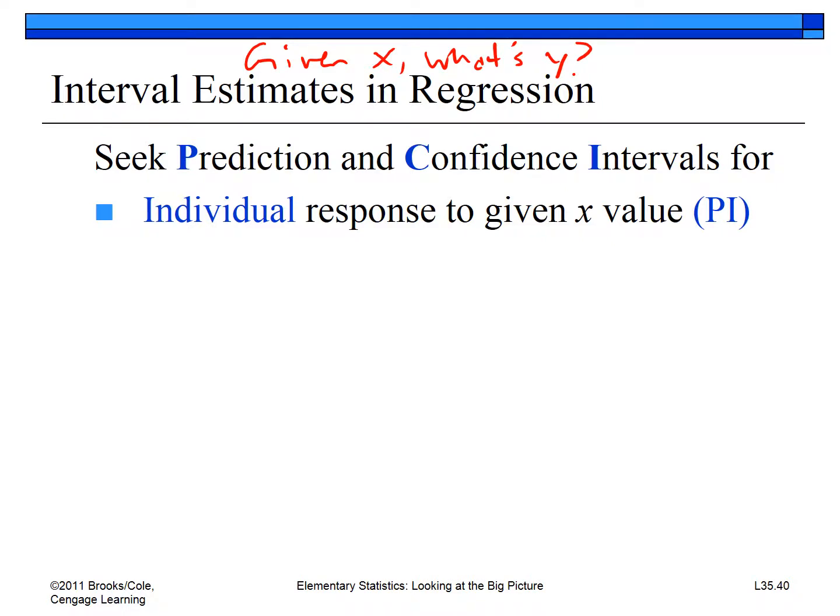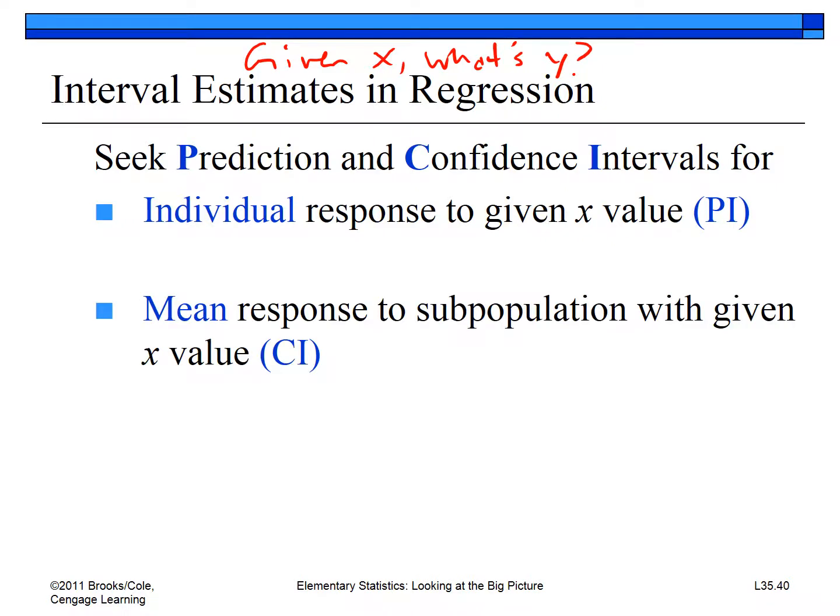We might also say, of all the individuals in the population that share this particular x value, what do we think the overall average of that subpopulation, of just those people with that given x value, what's going to be the mean y value? For that, we're going to talk about confidence intervals. So that's the difference between a prediction interval and a confidence interval.